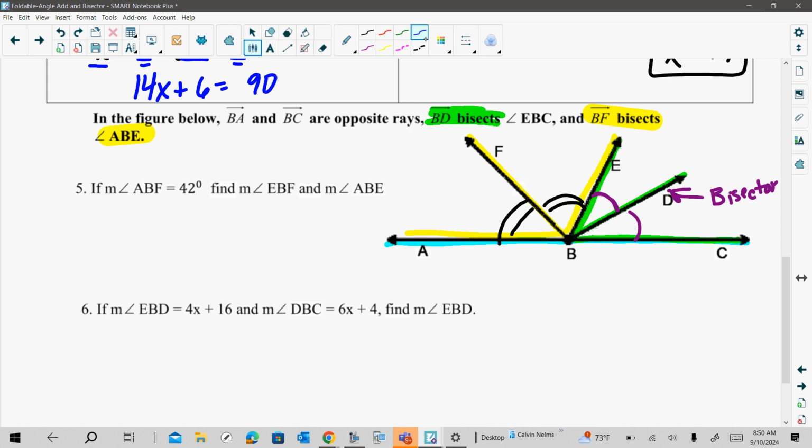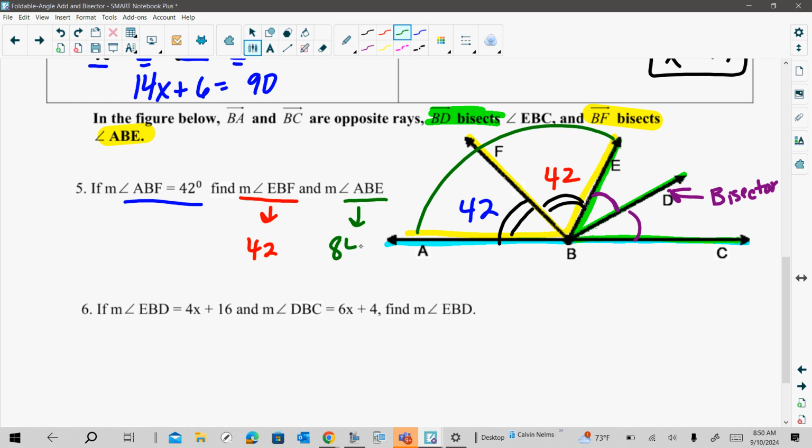So right off the bat, it says, what if I tell you the measure of ABF? If I go from A to B to F, there it is, 42. So we labeled it 42. They want us to find the measure of E to B to F. So if this is 42, what is the adjacent angle? It is also 42. Then they want us to know what would the measure of A to B to E be? That would be 84. You just add the 2 parts together.